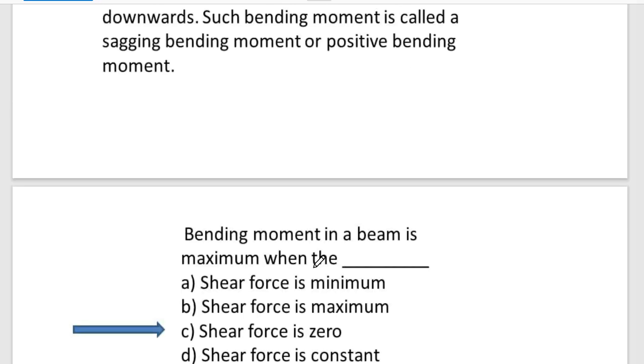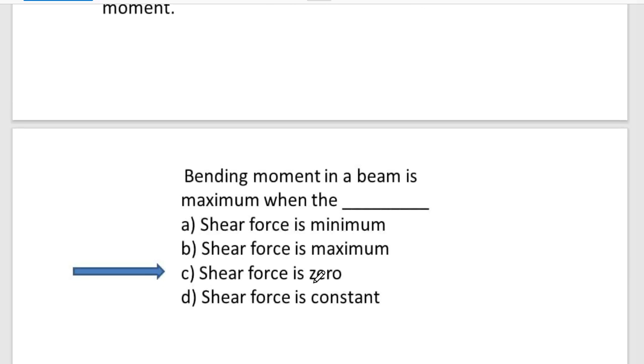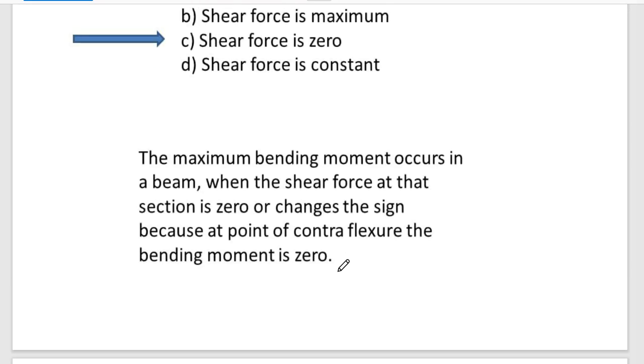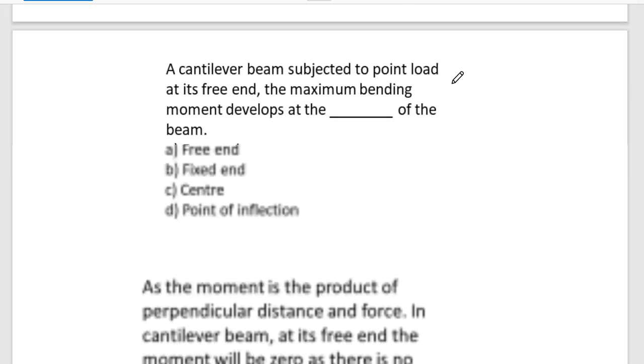Okay, next we have: bending moment in a beam is maximum when the shear force is 0. The bending moment is maximum in a beam when the shear force at that section is 0 or changes its sign, because that point is nothing but the point of contraflexure. Sometimes they ask what a contraflexure point is: where the bending moment changes its sign. So mainly option C will be correct for this question.